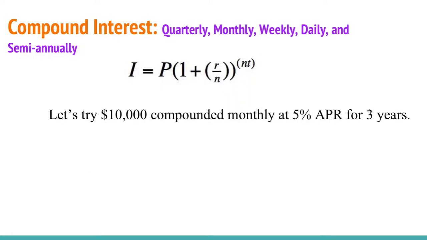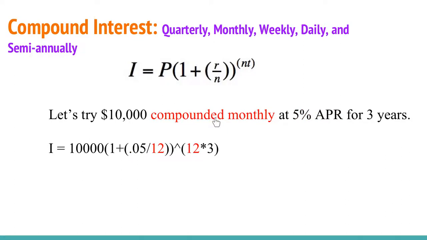So let's try $10,000 compounded monthly at 5% for 3 years. APR, this right here stands for annual percentage rate. You hear or see a lot of that on TV commercials. So you take the 10,000 and you just simply put it in the front. The 10,000 goes here. Then you take the 5%, you convert that to a decimal, and that goes here.